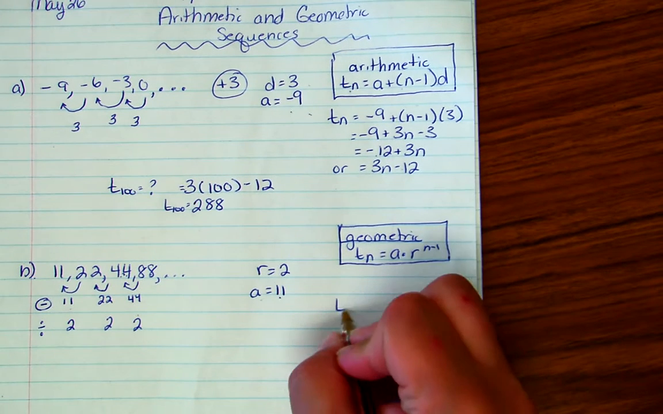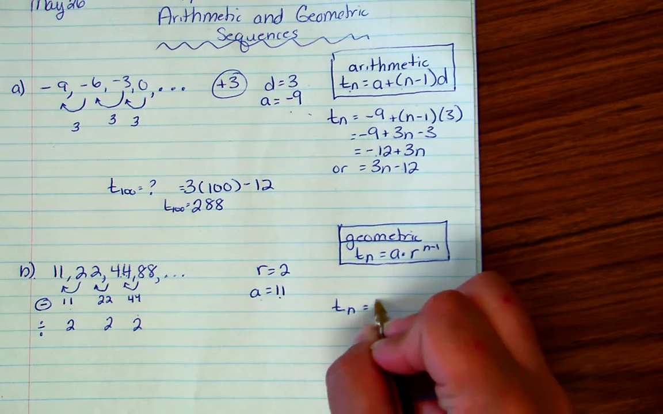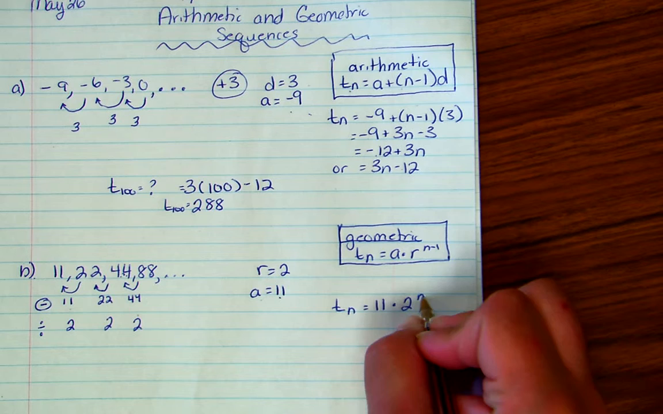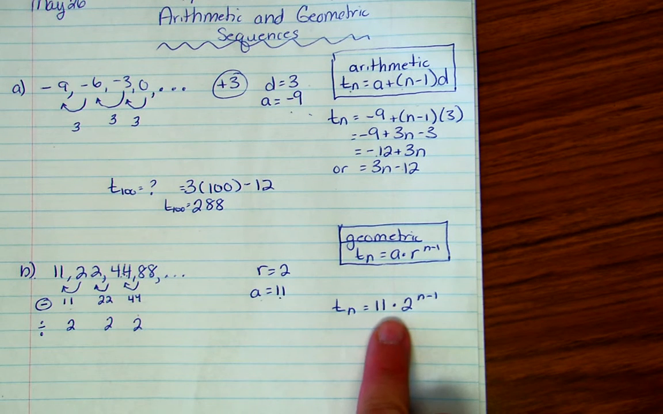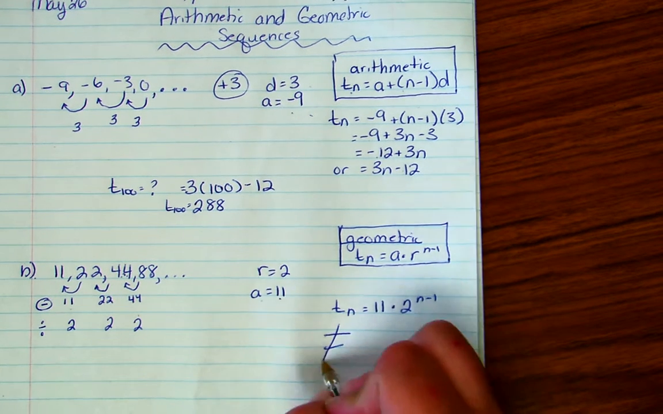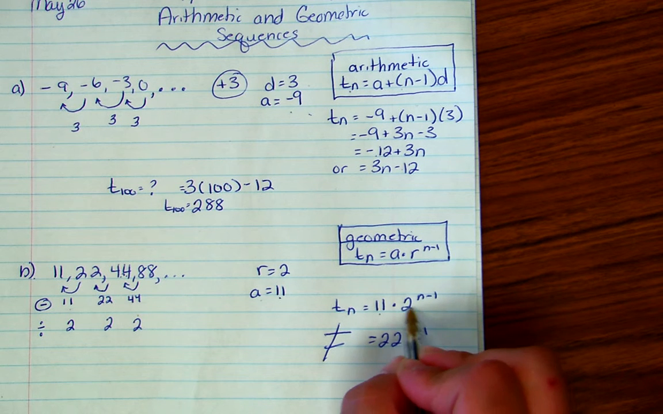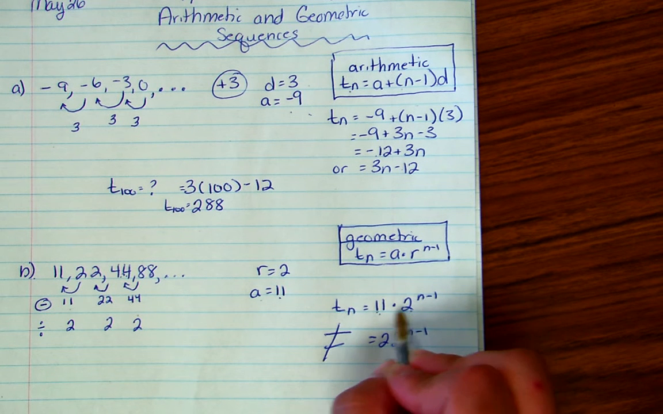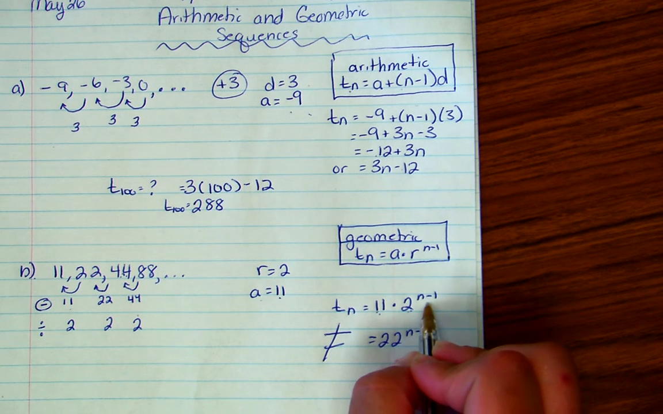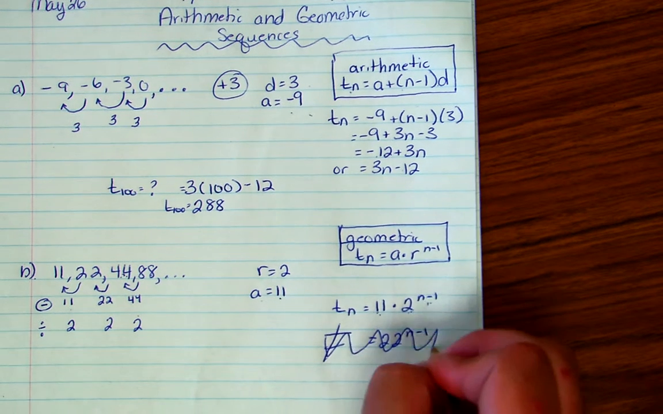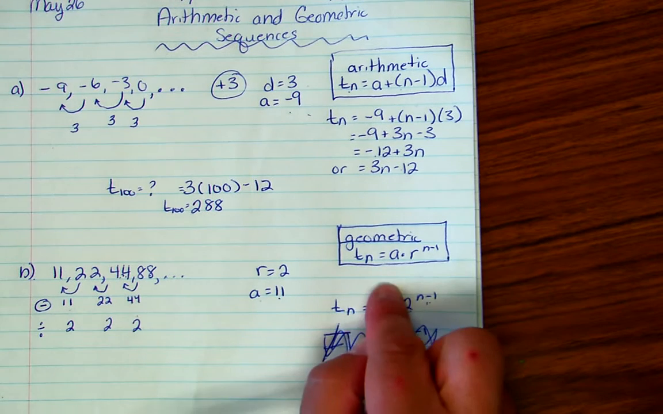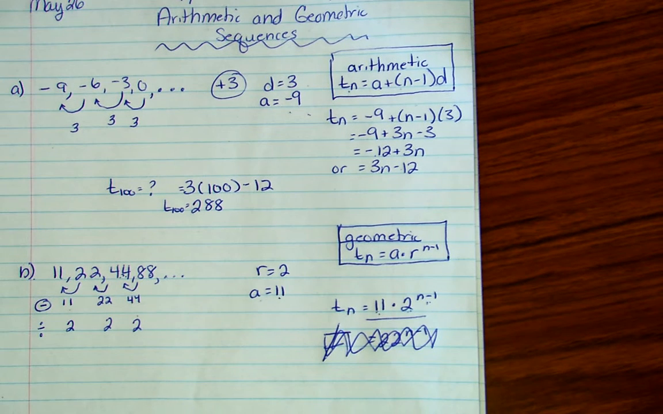So in this case, I'd have Tn equals a is 11 times 2 to the n minus 1. Now that's all you can do. This is not equal to 22 times n minus 1. You cannot multiply a and r together if they're different, because BEDMAS, or order of operations, says we would have to do the exponent first. So do not multiply your a and your r together. That's our final general term.